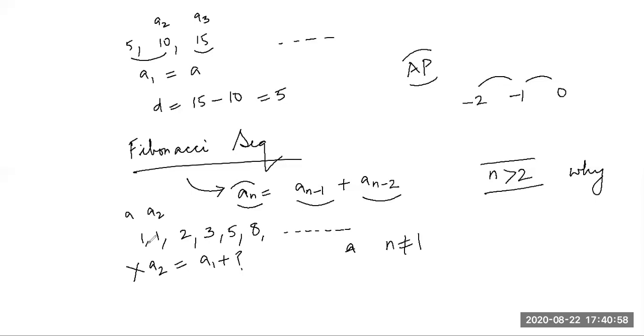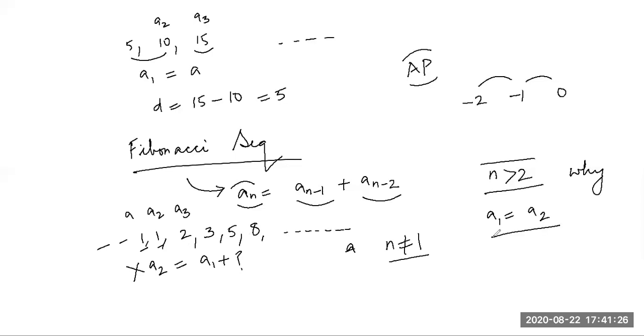Why? Because to find the first term, we need the previous two terms, and we don't have them. So we can find any term in a Fibonacci sequence, but starting from the third term. And the first term, students, in a Fibonacci sequence is always equal to the second term.